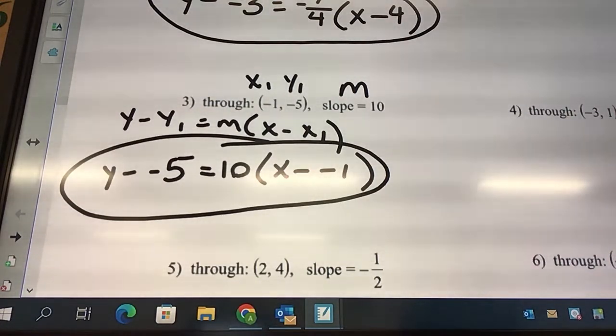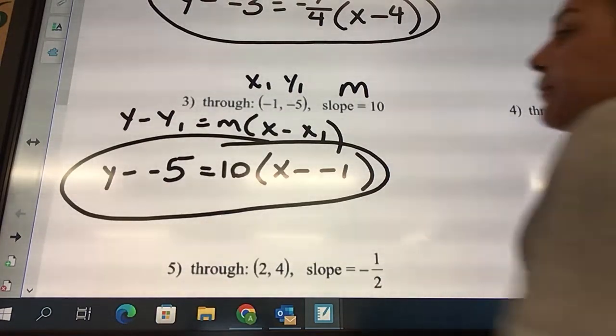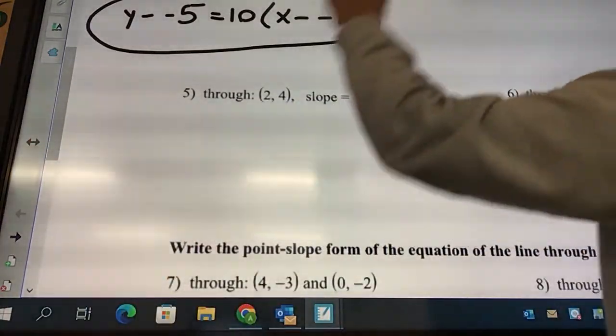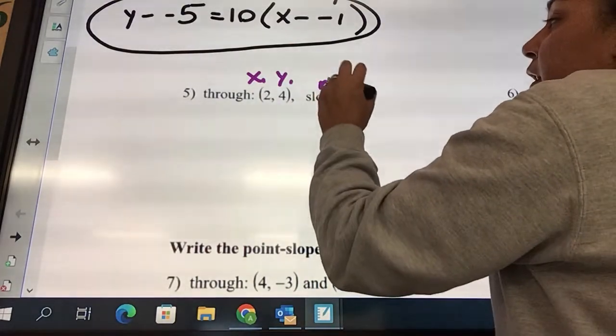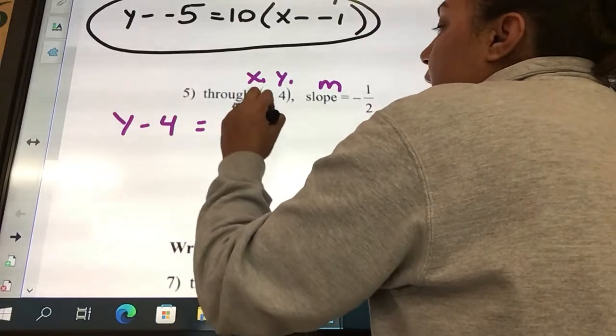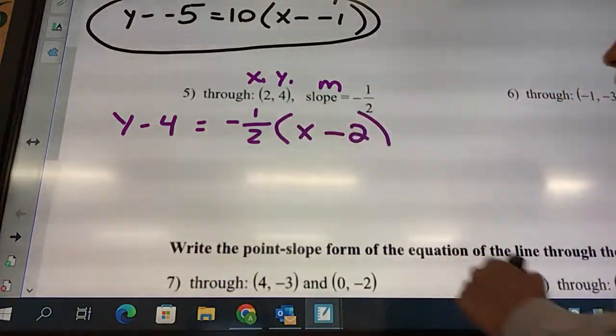Take a second, maybe pause the video, try to do number 5 yourself. I say pause because I'm going to keep going, but so I got x1, y1, and we call this an m. So I got y minus 4 equals -1/2 times x minus 2.